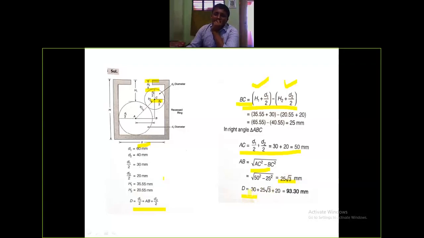But we have to find out the value of D. So by putting the values, D1 is 60, so D1 by 2 will be 30, and the AB value is 25 into root over 3, and the value given for D2 by 2 is 20. So the correct answer is 93.30 millimeter.